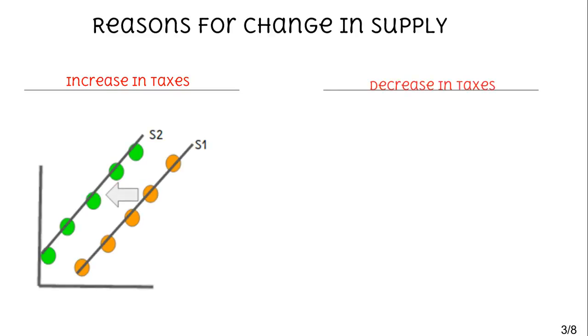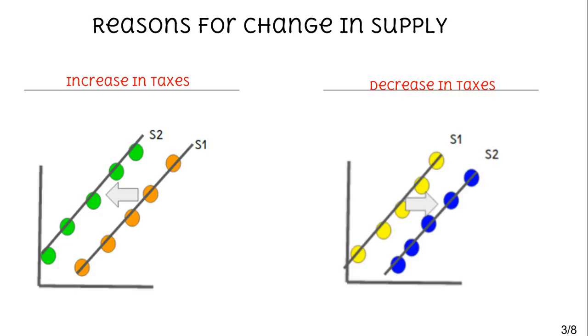Lastly, we have a decrease in taxes. So this is what people argue when we need to get rid of so many taxes on businesses, because if they have a decrease in taxes, they have more money in their pocket. And if they have more money in their pocket, they can do lots of different things. They can hire more people, they can increase their supply. And if they increase their supply, then that is going to be a shift to the right.